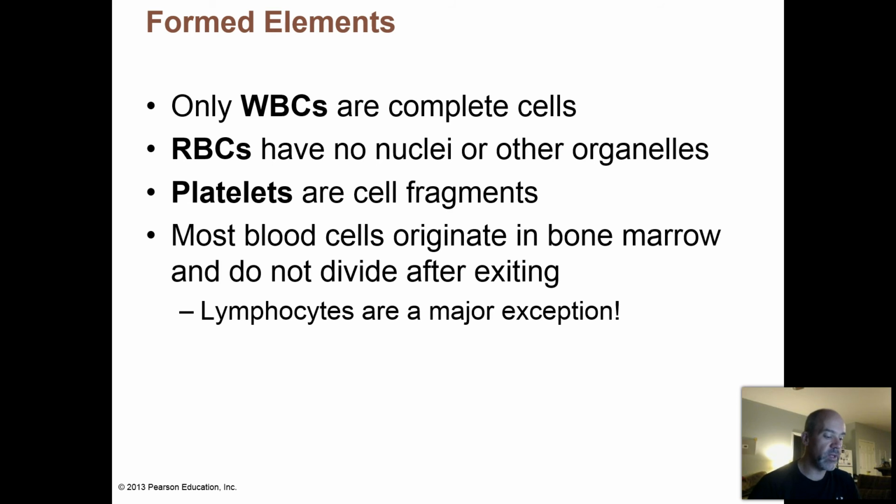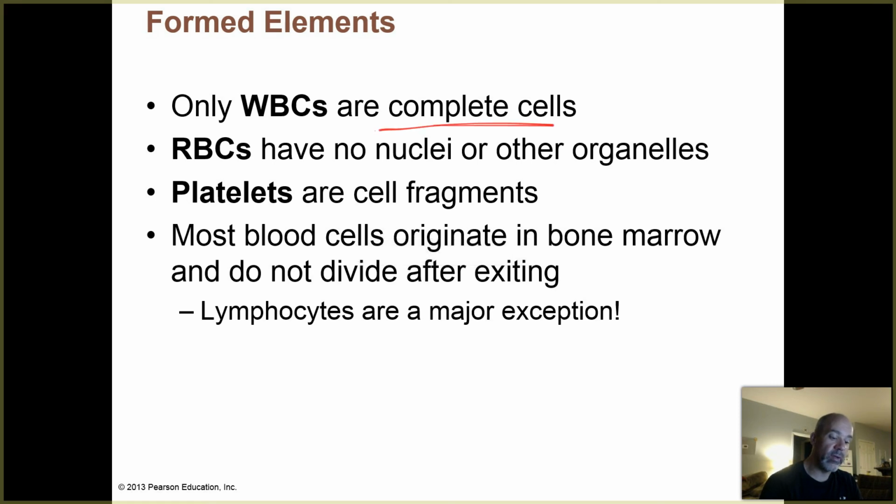As I mentioned in the last video clip, the formed elements are the cells and cell fragments of the blood. Only white blood cells are true cells, and by complete cells, that means the cell has a nucleus where DNA is located, and it also has the other organelles that you learned a little bit about at the beginning of Biology 201. Those are little specialized compartments in cells that have particular functions.